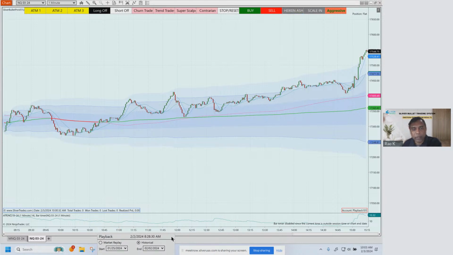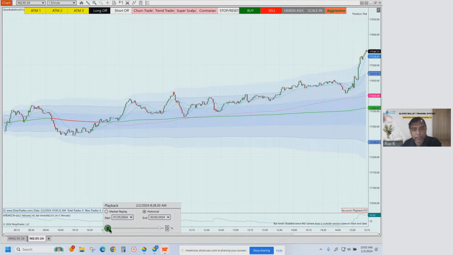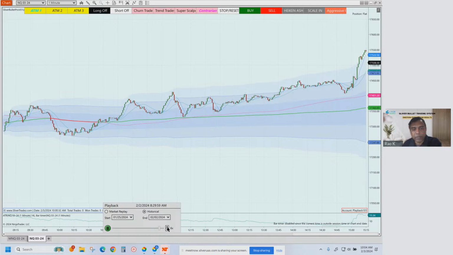So now I will give you a demo of it, and I'll start with ATM 1, which is just 1 contract and 8 ticks of profit. My favorite strategy is contrarian. So I will click on contrarian. I will not click on aggressive. I'll just go with a regular mode, defensive mode. And I will increase the speed to 6x so that I can complete the demo sooner.